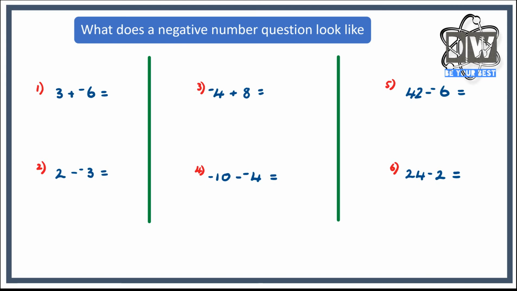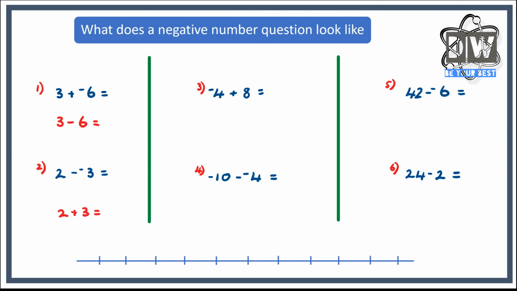Okay, so here we go. This is what we're all about. First one, hopefully you have rewritten it as 3 take away 6, because we can see the negative number rule here. The symbols are different, so therefore I would change it to minus. On the second one, we can see that the symbols are the same, so hopefully we rewrote it as 2 plus 3. On this one, the symbols are the same, so we can keep this exactly as it looks now.